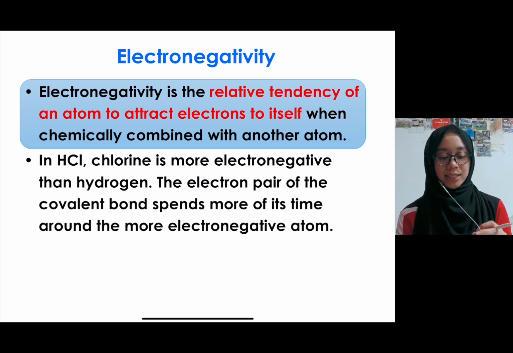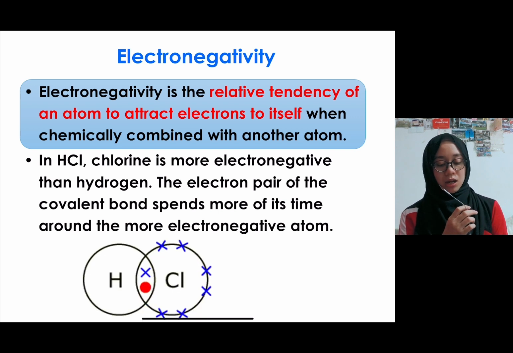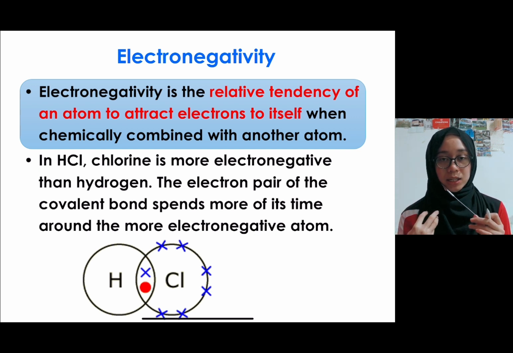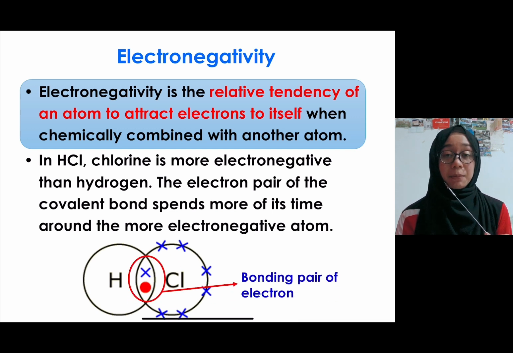Okay, so in HCl, for example, chlorine is more electronegative than hydrogen. So the electron pair of the covalent bond spends more of its time around the more electronegative atom. So maksudnya macam ni. So bila HCl, hydrogen akan share elektron dengan chlorine, chlorine akan share dengan hydrogen kan. So yang bahagian tengah-tengah tu yang kamu tengok ada merah dengan X tu, X tu adalah elektron milik chlorine, merah tu adalah elektron milik hydrogen. So they share their electrons, therefore itu yang dipanggilkan sebagai bonding pair of electron lah.